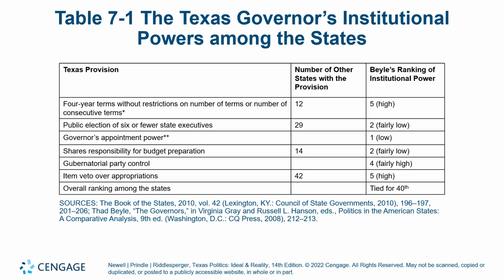But the governor does have the ability to appoint the members of the Texas Higher Education Coordinating Board, which is the college and university version of that. That's the board that oversees colleges and universities. So that is a board that the governor does appoint.